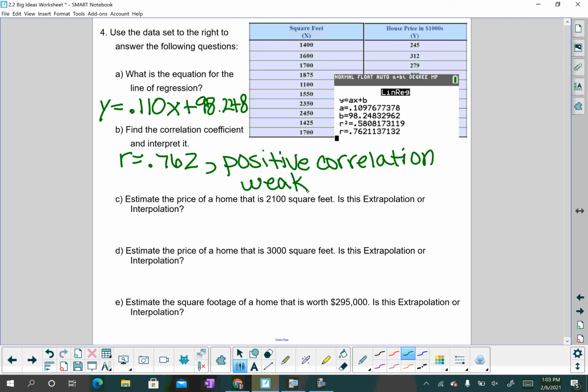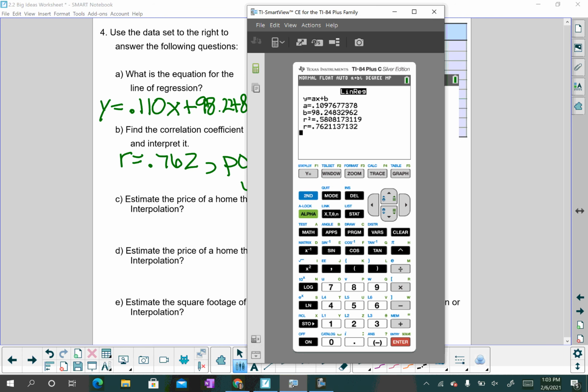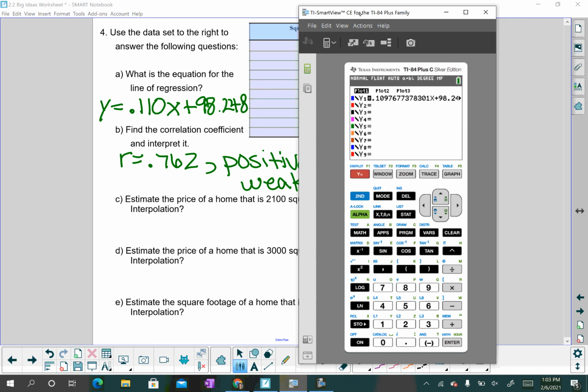All right, let's look at C. C says estimate the price of a home that is 2,100 square feet. Okay, so you can do this from your equation by plugging 2,100 in for X. You can also do it with the graph, but let's go ahead and practice with the graph. We already had that equation in y equals, so might as well use it, right? So let's hit y equals. If you don't have your equation stored in there, again, no big deal. Just pause the video real quick and put your answer for A in your Y1.